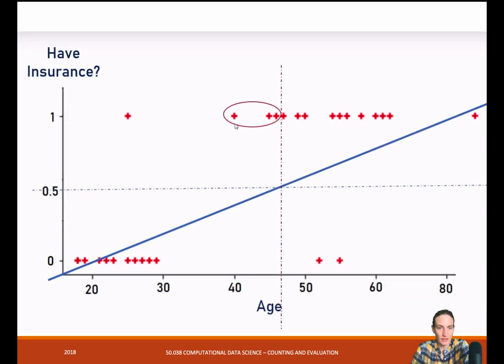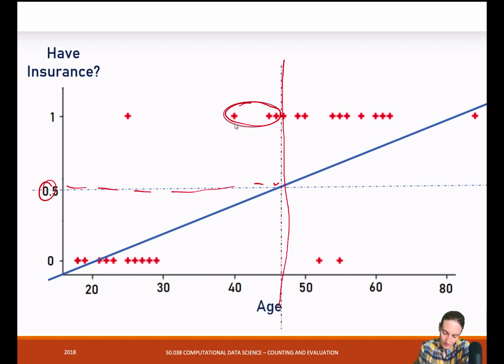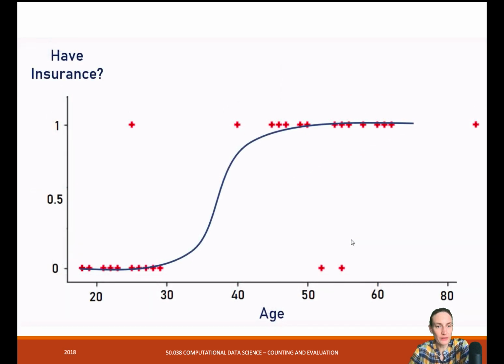Actually, let's change our example a little bit. Let's say our data is shifted a little bit more to the left, and we have the same sort of classification happening, but now our linear line can't really separate this. So we need another solution. And the other solution would be a logistic regression.